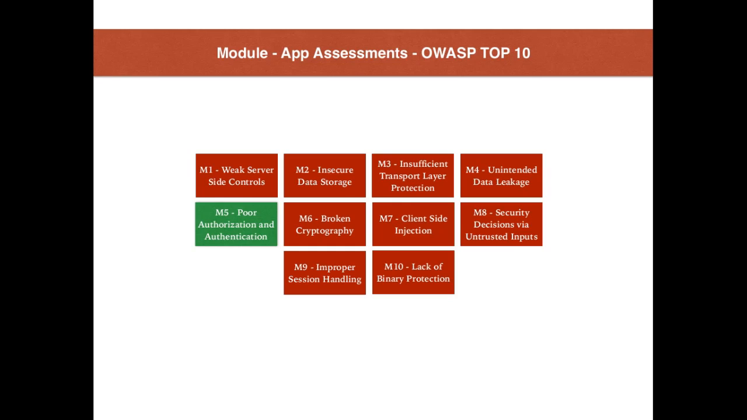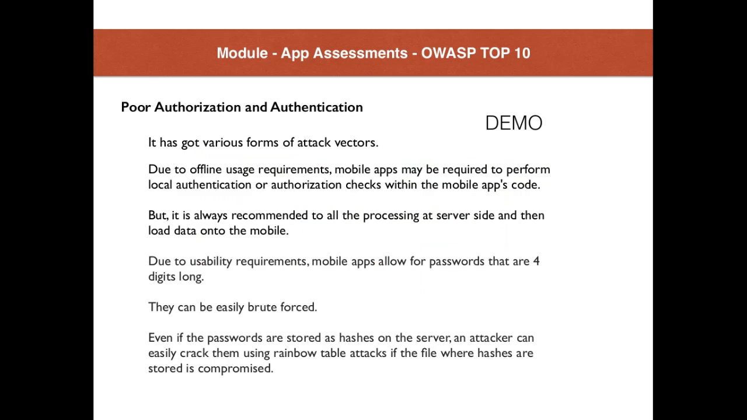In this video we're going to see poor authorization and authentication. There are many attack vectors which fall under poor authorization and authentication. Mobile devices demand offline usage, and due to this offline usage requirement, mobile applications may be required to perform local authentication or authorization checks within the mobile application's code. But it is always recommended to do all the processing at server side and then load data onto the mobile.